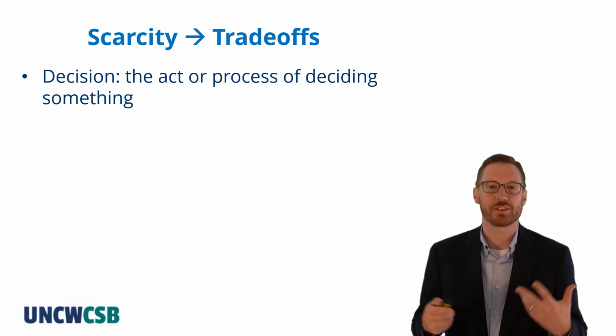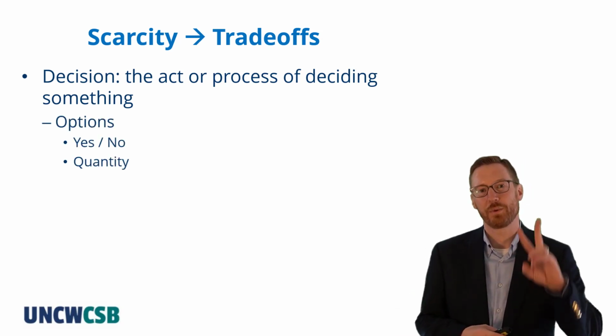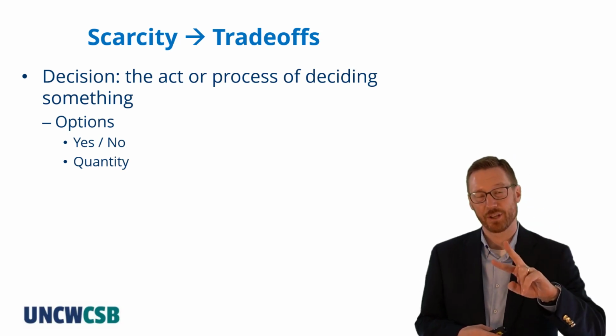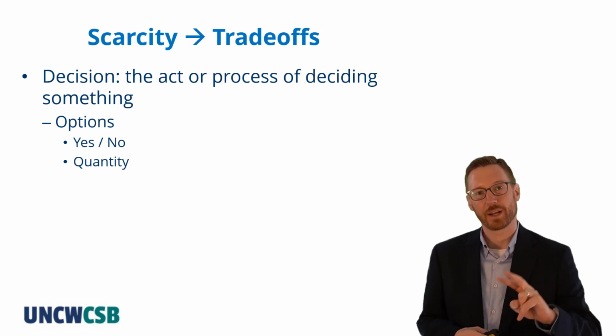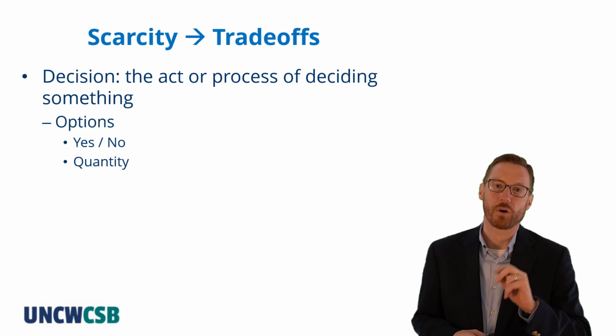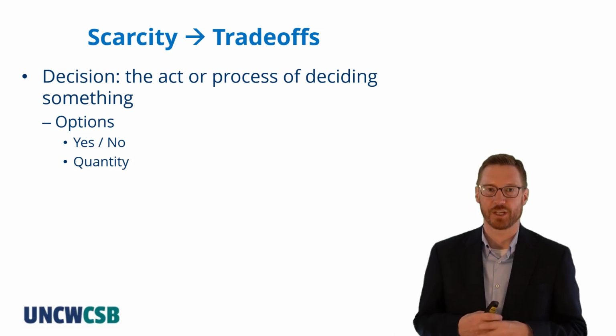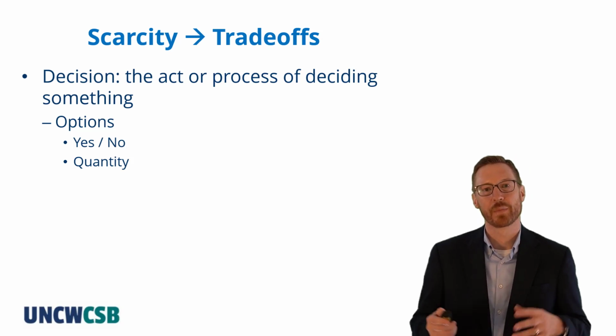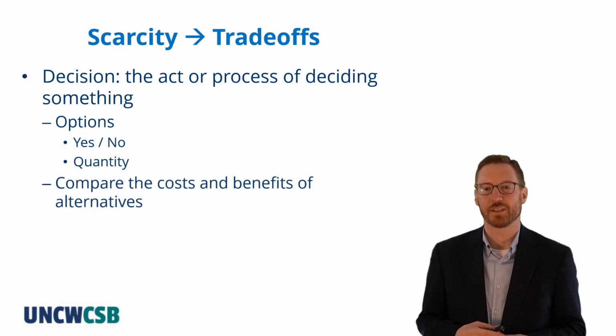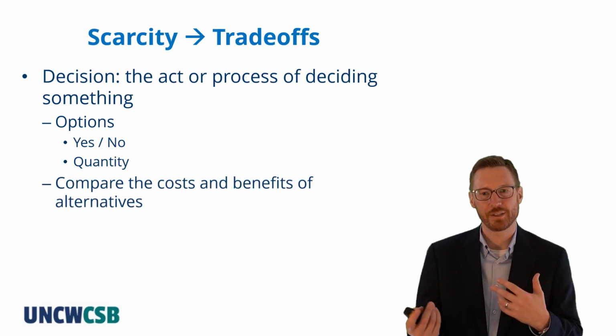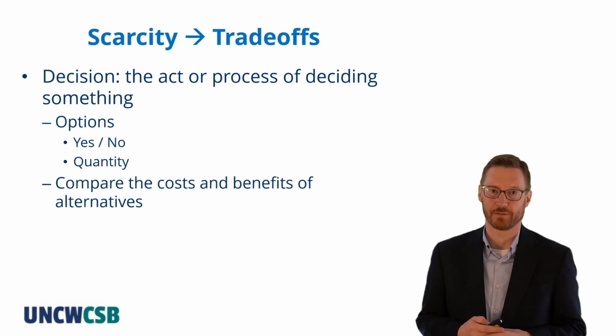So these decisions could take two forms. It could be a binary decision, a yes/no type question: do I go to college or not? Or it could be a quantity decision: how many slices of pizza do I want to order? The way we make these decisions is we compare the costs and the benefits of the alternatives.